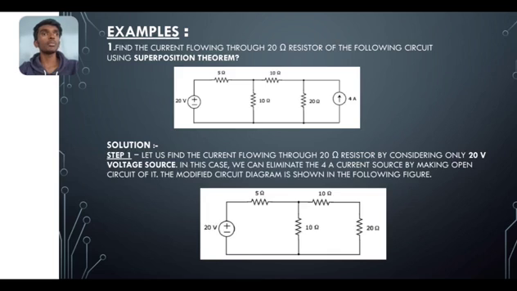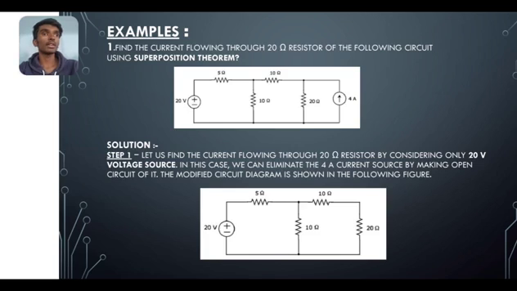Let's see the example or problem on superposition theorem. Problem. Find the current flowing through the 20 ohm resistor of the following circuit using superposition theorem. We can see on the screen that the circuit contains a voltage source, resistors and a current source. Now let's see the solution.